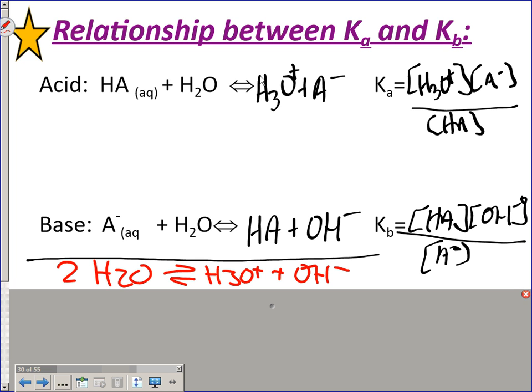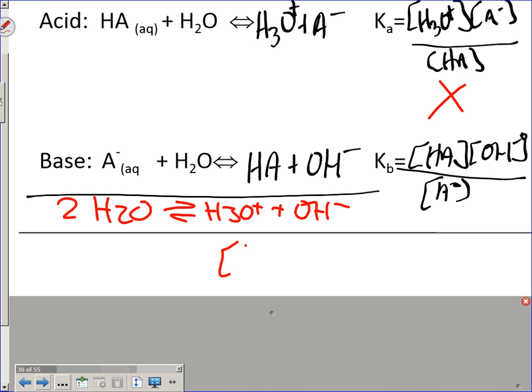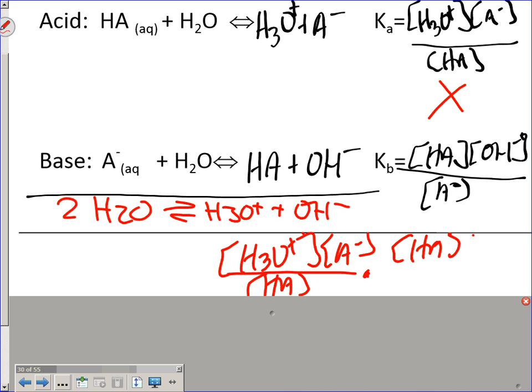All right, so when you add reactions, what do you do to the K values? You multiply them. Remember that? You don't add them, you multiply them. Well, if I multiply these like this, let's see what cancels. You guys tell me. Maybe I can write this again. Let me write it down here. So I see hydronium and anion over HA times HA, hydroxide, and A minus. Who cancels? The A's and the HA's. What's left?